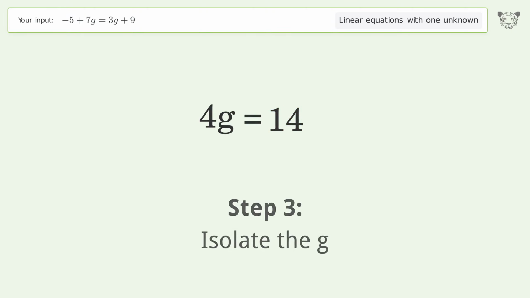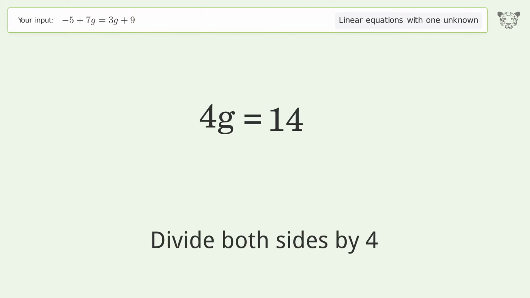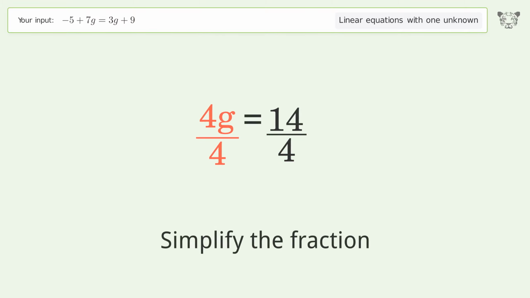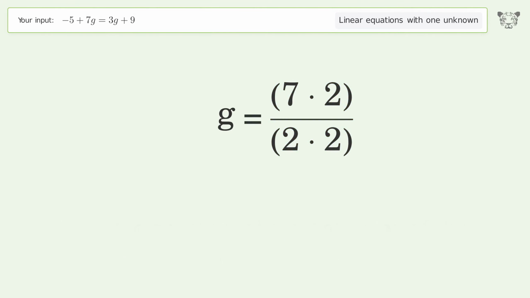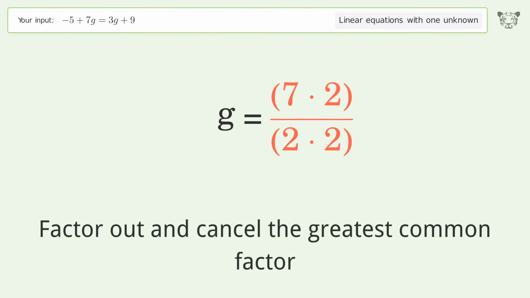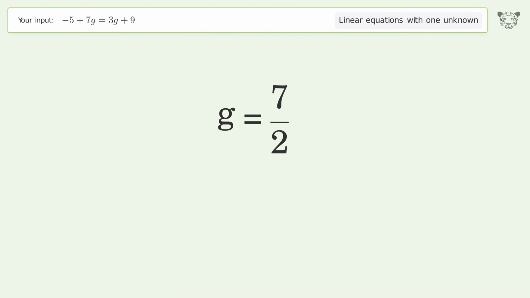Isolate the g. Divide both sides by 4. Simplify the fraction. Find the greatest common factor of the numerator and denominator. Factor out and cancel the greatest common factor. And so the final result is g equals 7/2.